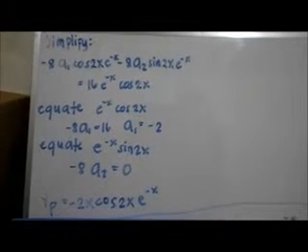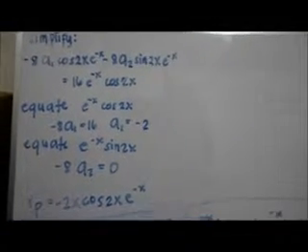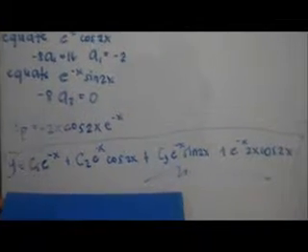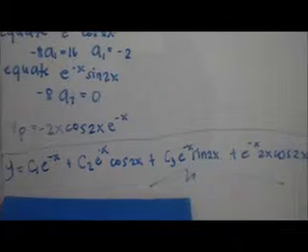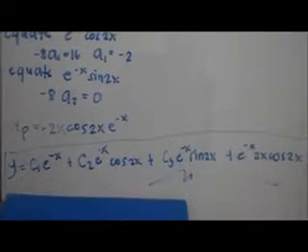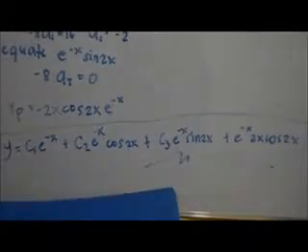Thus, the general solution, which is the summation of yc and yp, is c1 e to the negative x plus c2 e to the negative x cosine 2x plus c3 e to the negative x sine 2x minus 2x e to the negative x cosine 2x. That is the final answer of the equation.